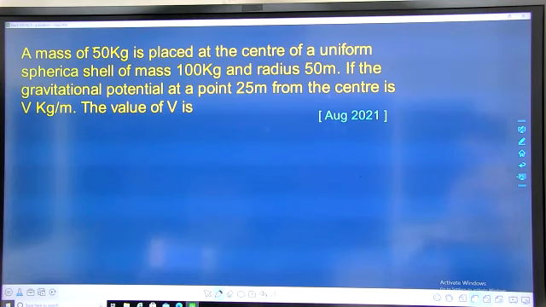A mass of 50 kg is placed at the center of a uniform spherical shell of mass 100 kg, and radius 50 meters. If the gravitational potential at a point 25 meters from the center is V, then the value of V, you have to just calculate gravitational potential only.